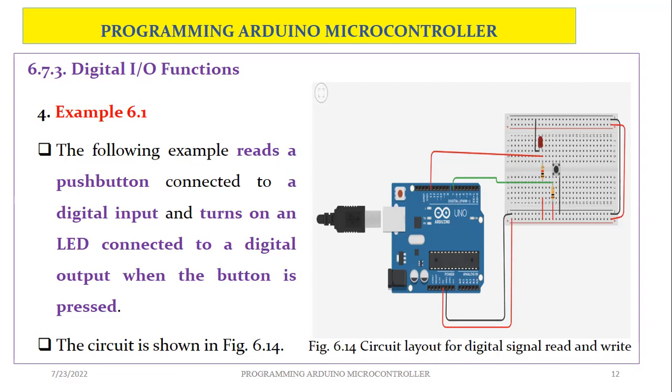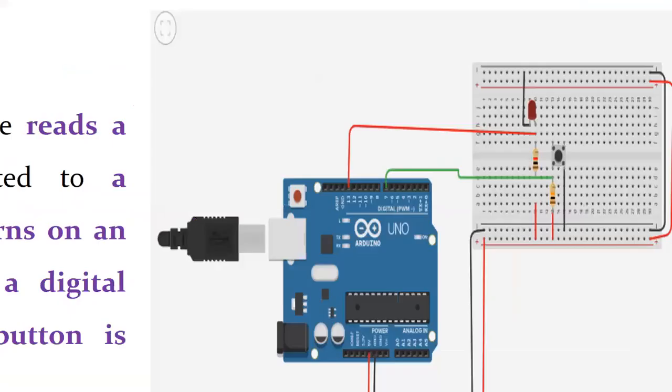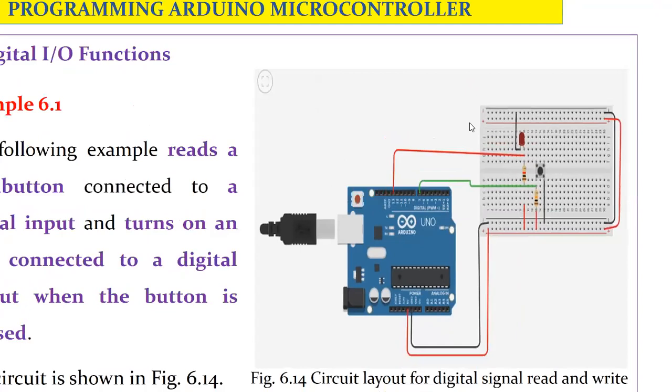Just to illustrate, in this case we're using the Arduino Uno microcontroller. This circuit here, I have drawn it using Tinkercad. So I have put an LED there, that is the output device. Then I've put a push button there, which is basically the input device. Then this is the Arduino microcontroller, and I have the breadboard there. And then of course we have the connecting wires.